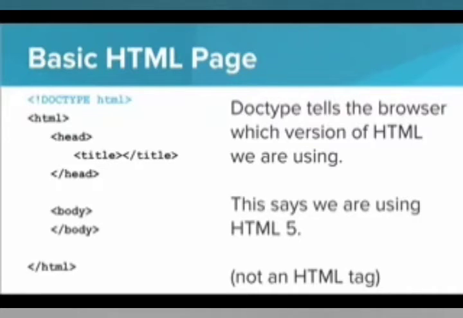Doc type tells the browser which version of HTML we are using. So this tag says that we're using HTML5. Note that this is not an actual HTML tag. This is just a declaration at the top of the file telling the browser which version of HTML we're using. You'll need this at the top of all of your HTML pages.